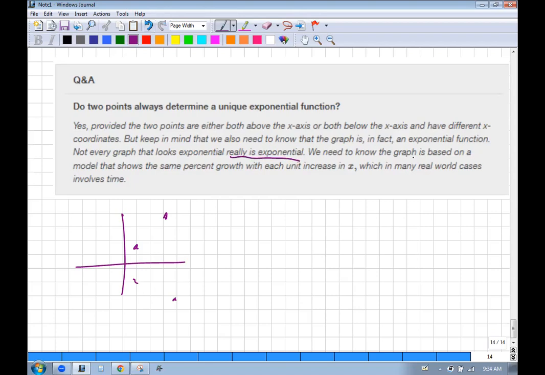We need to know the graph is based on a model that shows the same percent growth with each unit increase in x, which in many real-world cases involves time. You'll see, like in higher level physics and stuff, you probably see it elsewhere. If you have data, you look at past data and you see, oh, this looks like it fits an exponential graph. And maybe all the data that you have from the past fits an exponential graph perfectly. But that doesn't mean that in the future it's still going to be exponential.